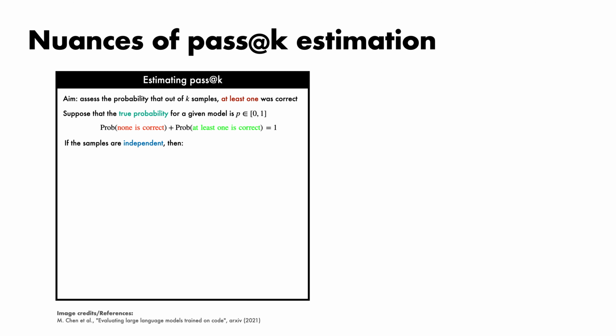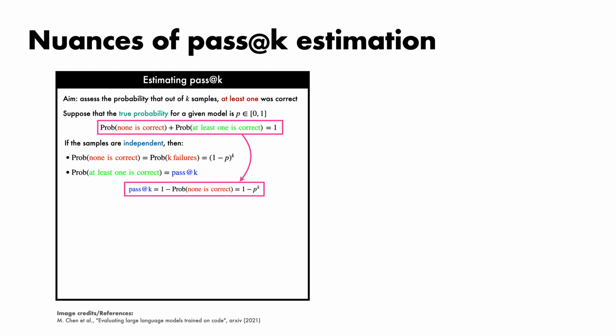If the samples are independent, as in the familiar binomial distribution, the probability that none of the k samples are correct is equivalent to the probability of k failures, i.e. (1 minus p) to the power of k, while the probability that at least one is correct is exactly what we are looking to compute, the pass@k metric. We can substitute these into the expression above to see that the pass@k score corresponds to 1 minus the probability that none is correct, which is equal to 1 minus (1 minus p) to the k.